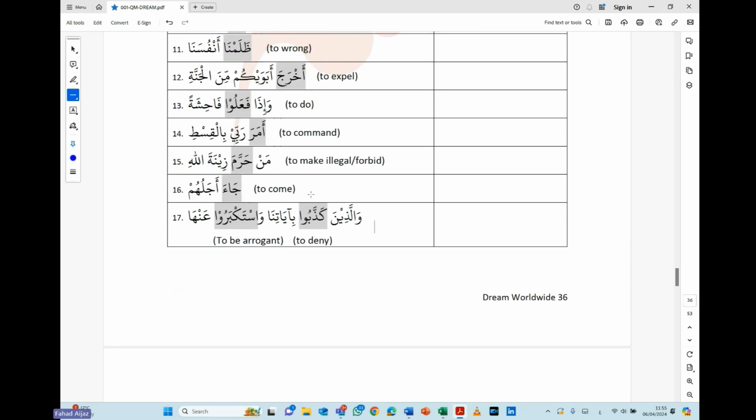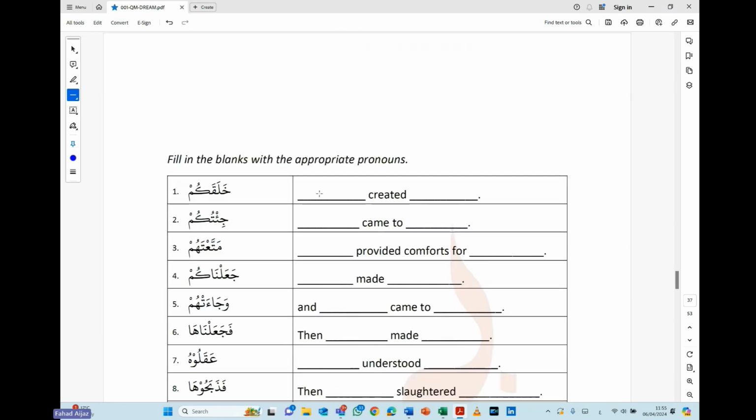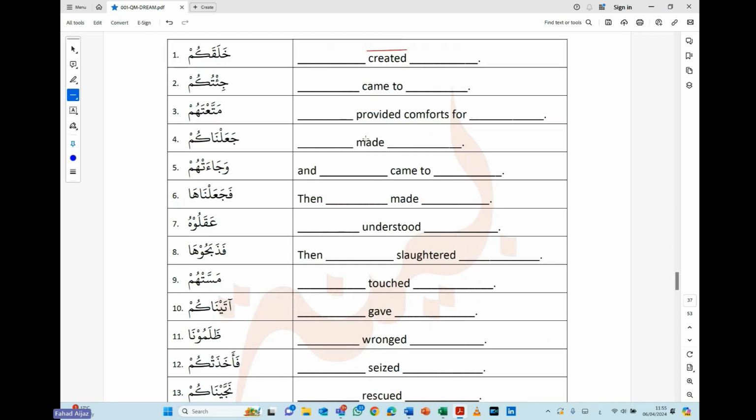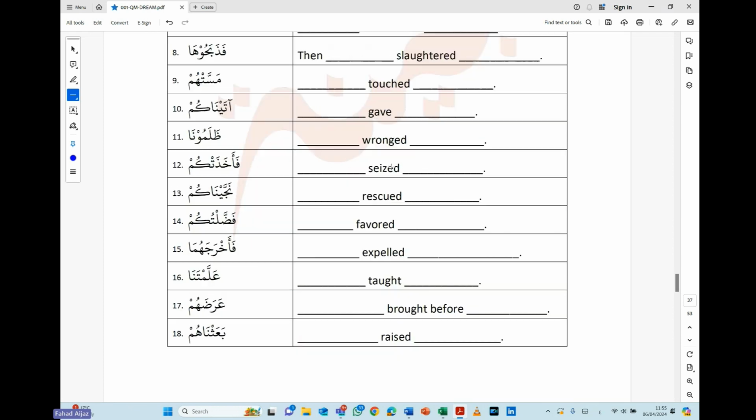Then on the next page, in this exercise you are basically given a translated meaning of the fi'l. You have to identify the inside doer, the inside pronoun, and you have to identify the attached pronoun. So when you look at khalaqa, you're looking at hua. So you're going to say he, and then kum is the attached form, which is you all. So he created you all. That's the exercise you have to do. Just find some time to do this as much as you can. So it's a good exercise.